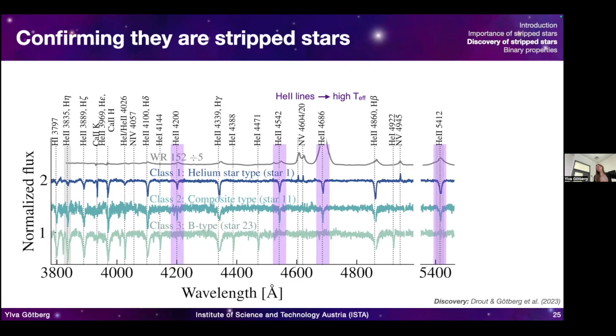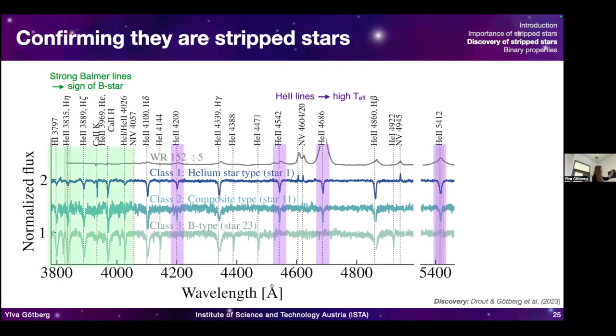For a star to do that, it needs to be hotter than 30,000 Kelvin. This is also the boundary between the O and B type spectral classification. So for that to happen, it either needs to be an O star or it needs to be something else. And these are not bright enough to be O stars. So class 1 and 2 have helium-2 lines.